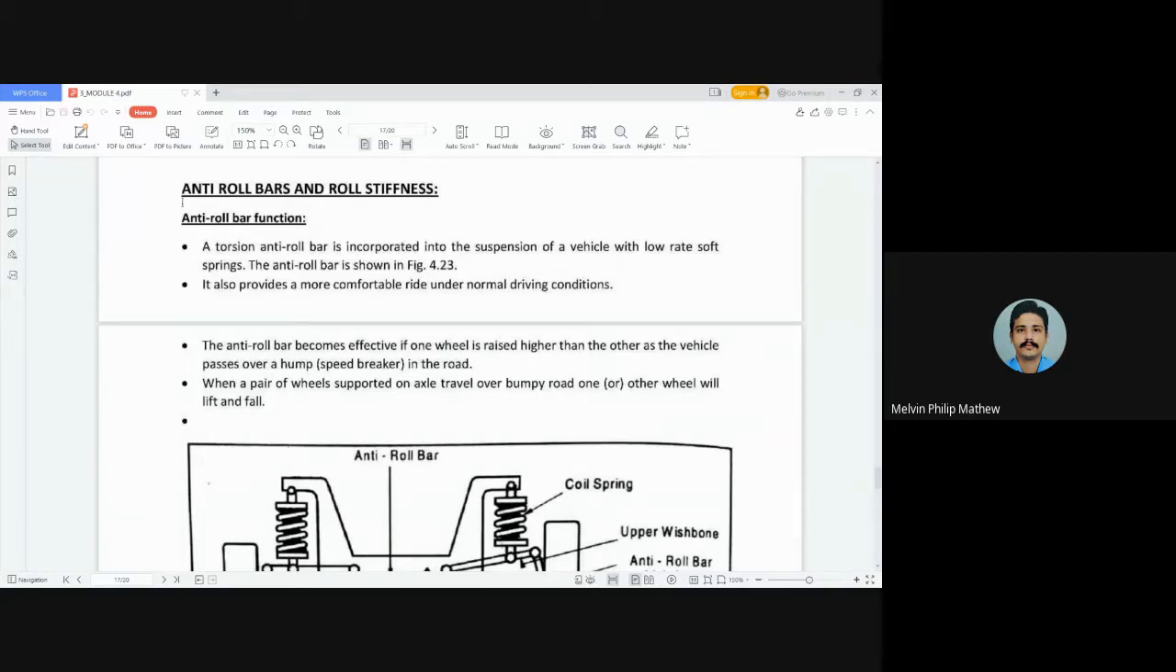The rolling occurs due to the transfer of weight from the center of gravity to the outer wheels of the vehicle. When that occurs, the vehicle rolls about the roll center axis and then crashes. That is a rolling incident. So we are reducing that function. So what does an anti-roll bar do?